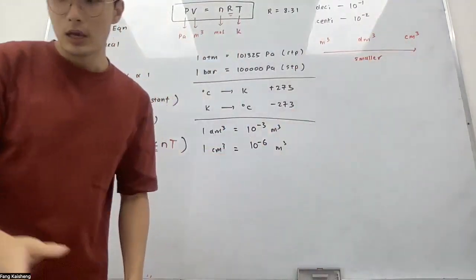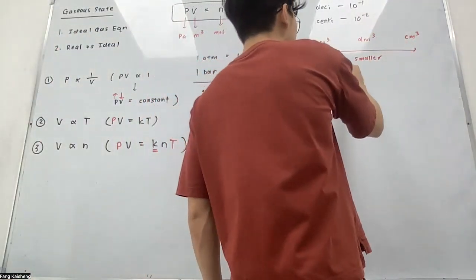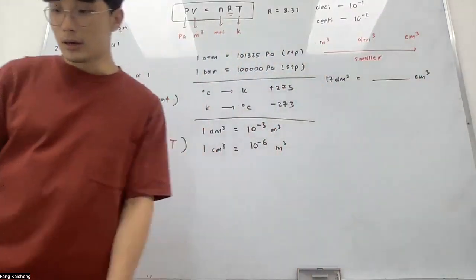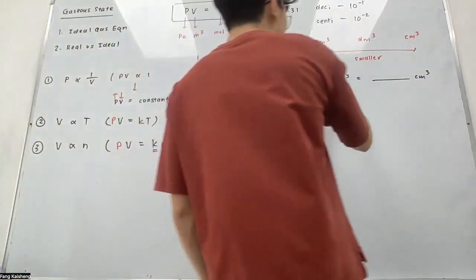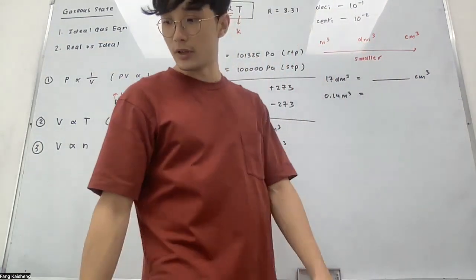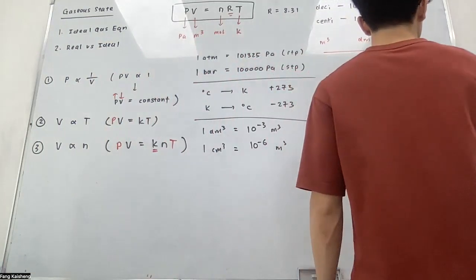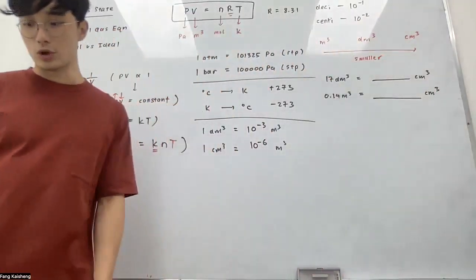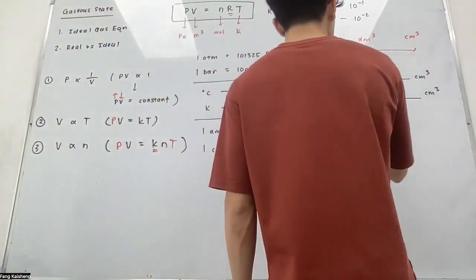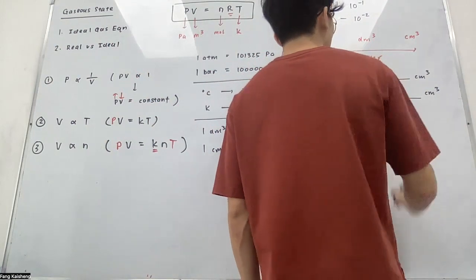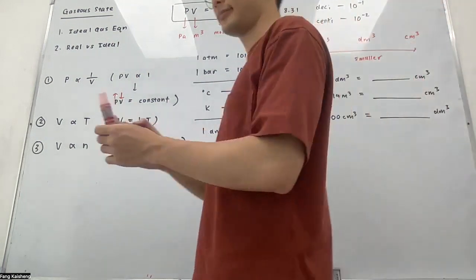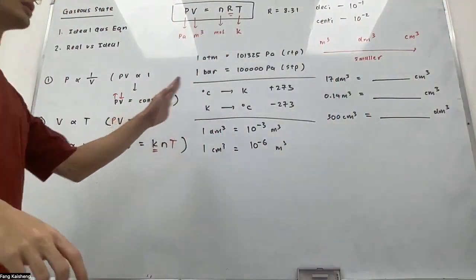Okay, go and convert, let's say, 17 dm cube into cm cube. And go and convert 0.14 meter cube into cm cube as well. We try these two first. Or maybe one more: 300 cm cube convert to meter cube. You see this plenty of times, so this one must get it correct.